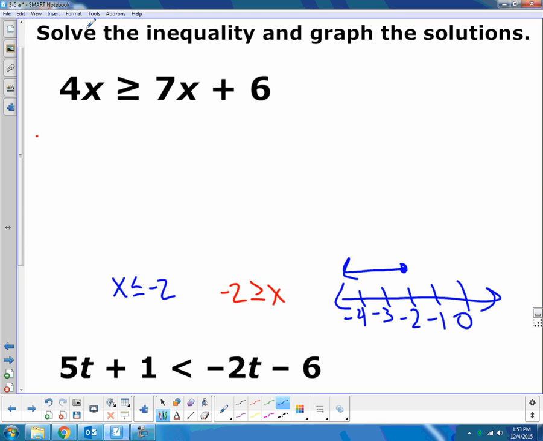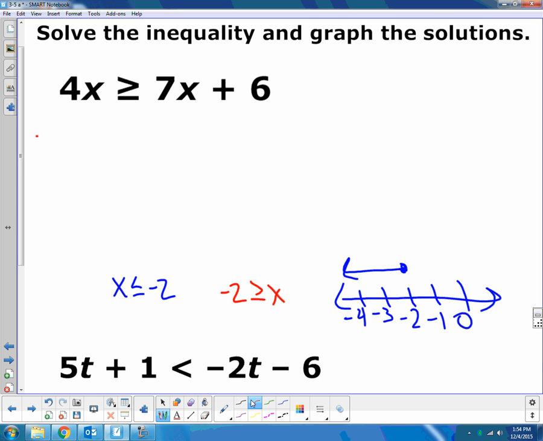So we're looking at how to get these answers, x is less than or equal to -2. So I'm solving this inequality. Again, I have a couple of choices. You can either subtract 7x from both sides or subtract 4x from both sides. It doesn't really matter. I'm choosing to subtract 7x from both sides. Either way, I need to get all my x's together.